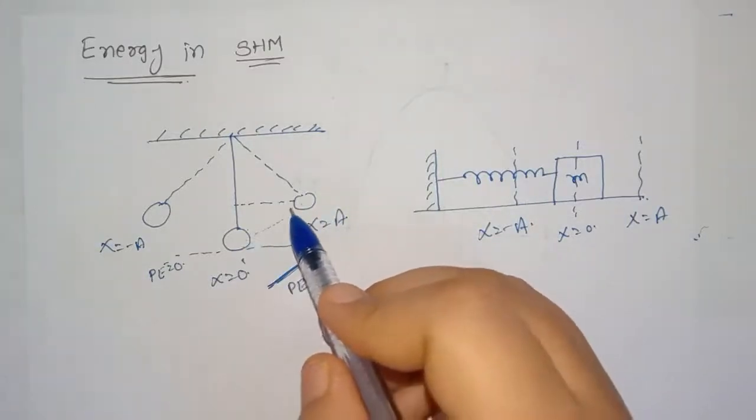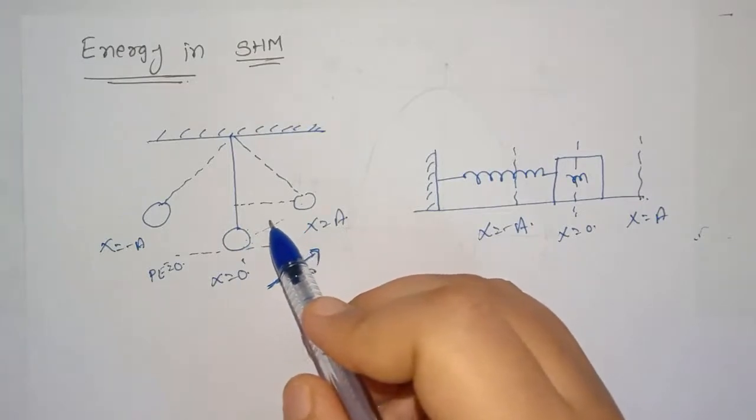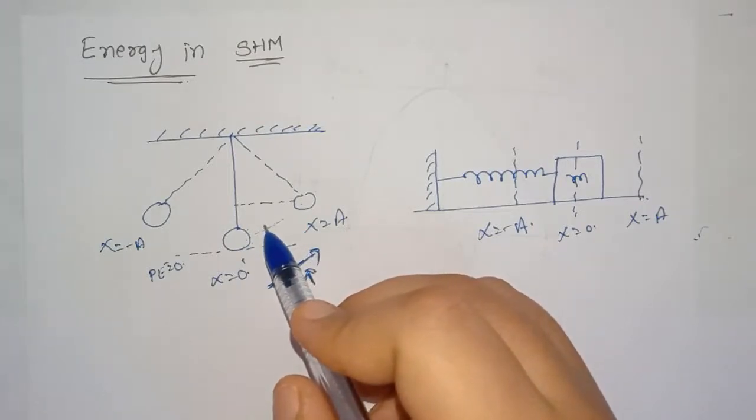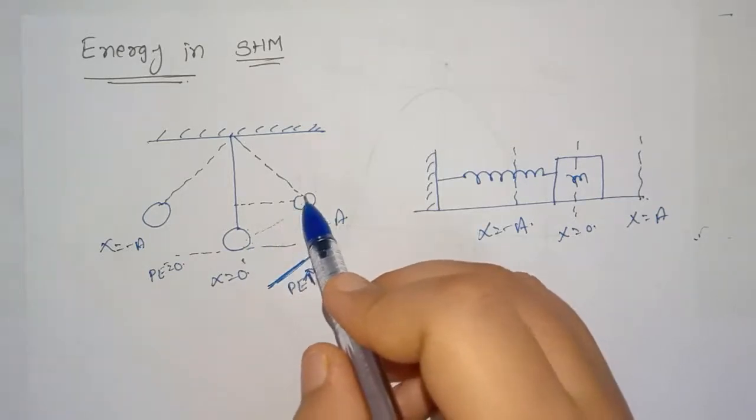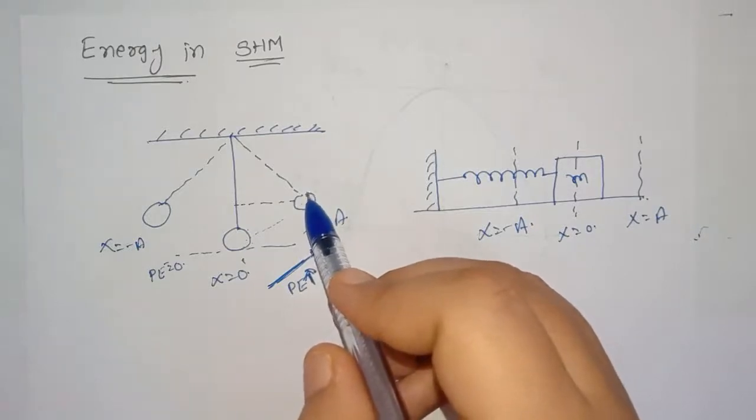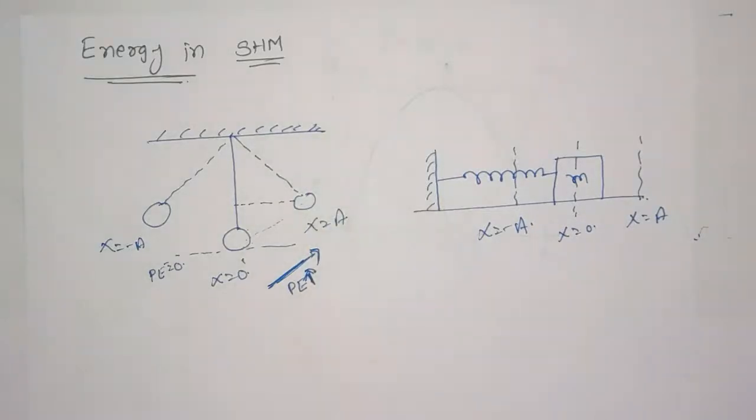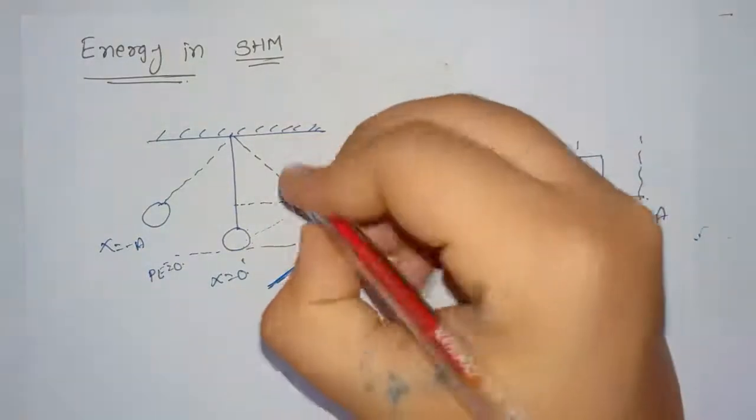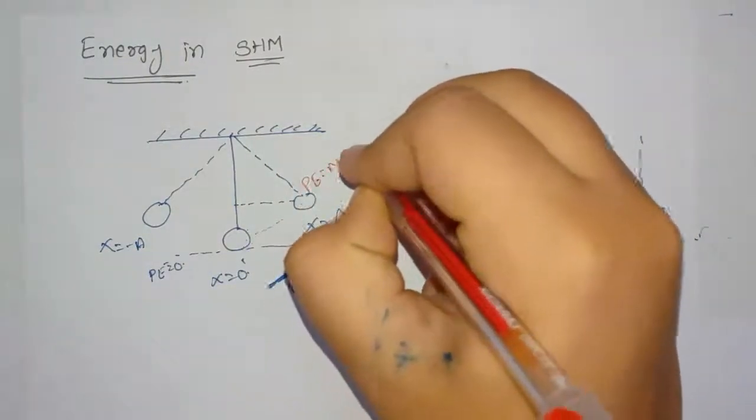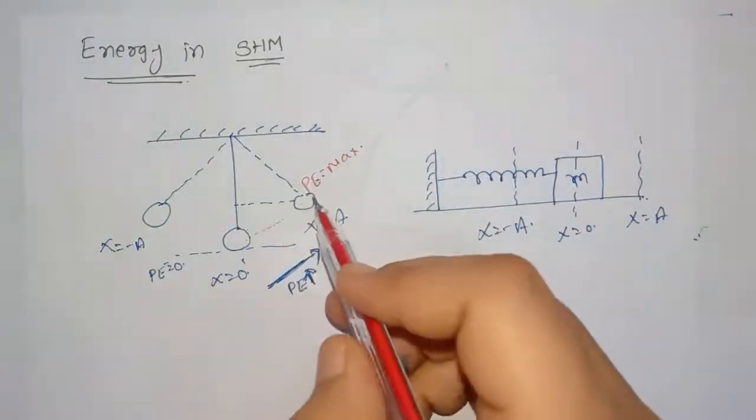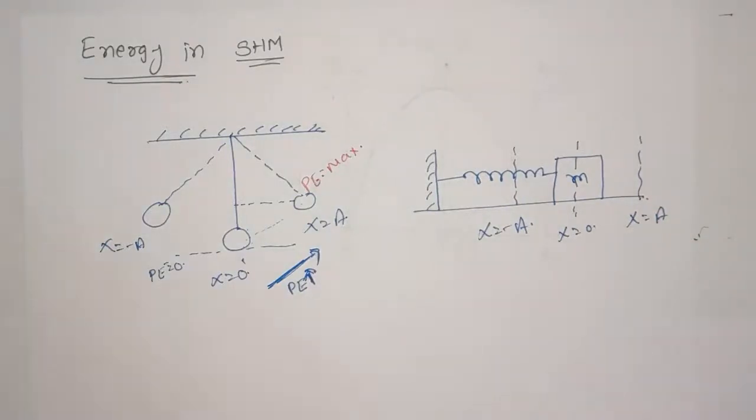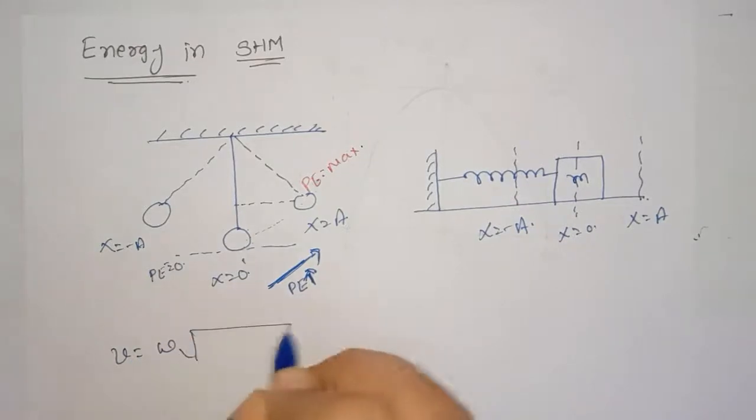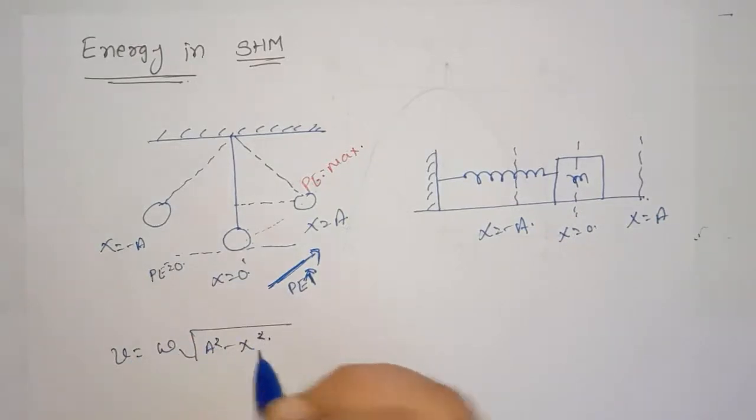As it starts moving, there will be restoring force acting on the object. As the angle increases, the restoring force will also increase. At the extreme position, the potential energy will be maximum. And at this point, we know that velocity will be 0. From this equation of velocity position, v is equals to omega under root a square minus x square.